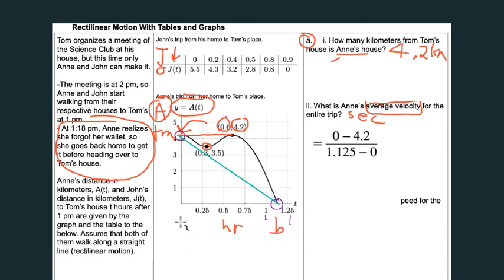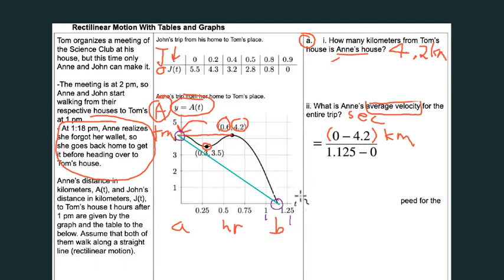And this is our a value over here, x equals a. So f at b is the y value here, f at a is the y value here. So 0 take away 4.2 is the rise, right? The y value here is 0, the y value here is 4.2, and what are the units on that? In kilometers.